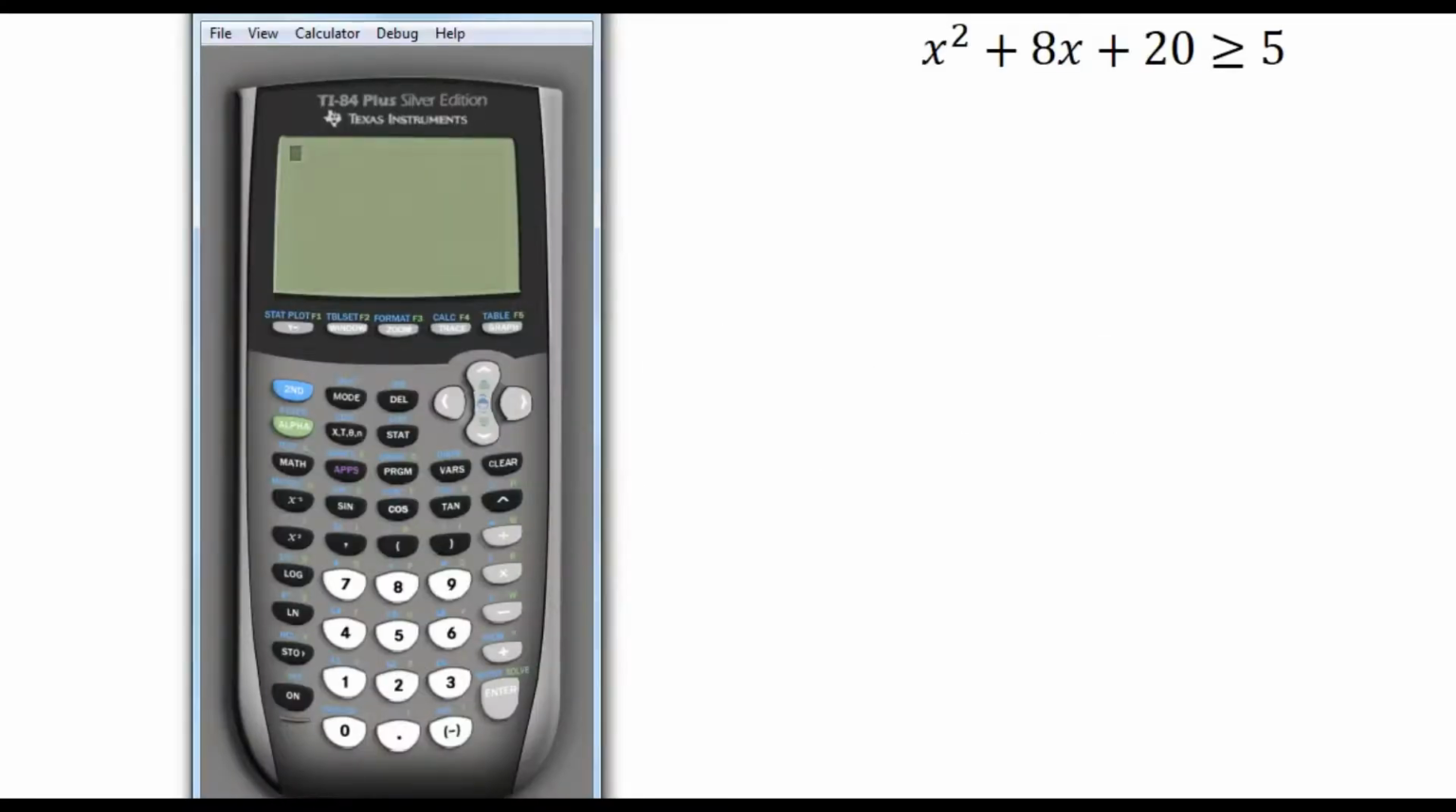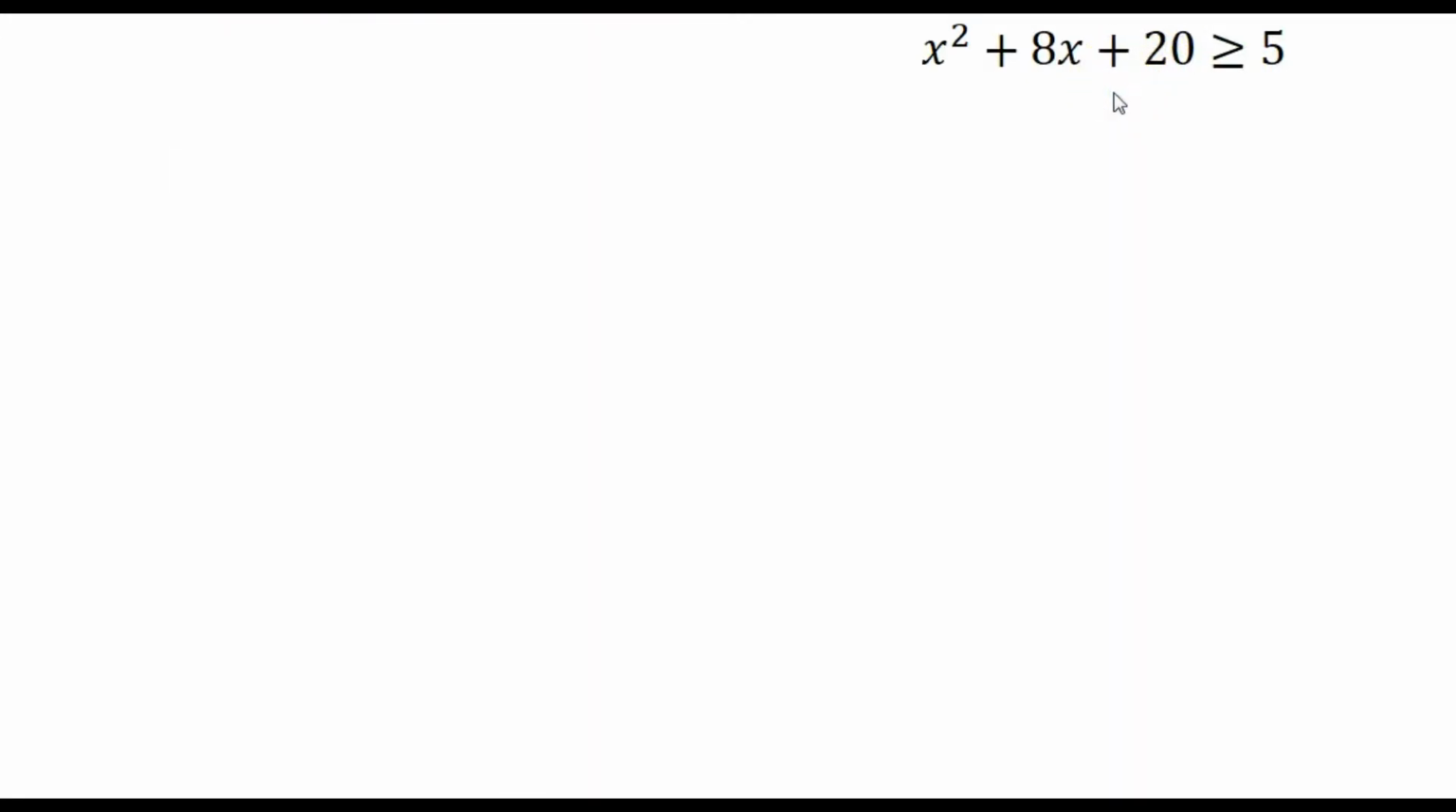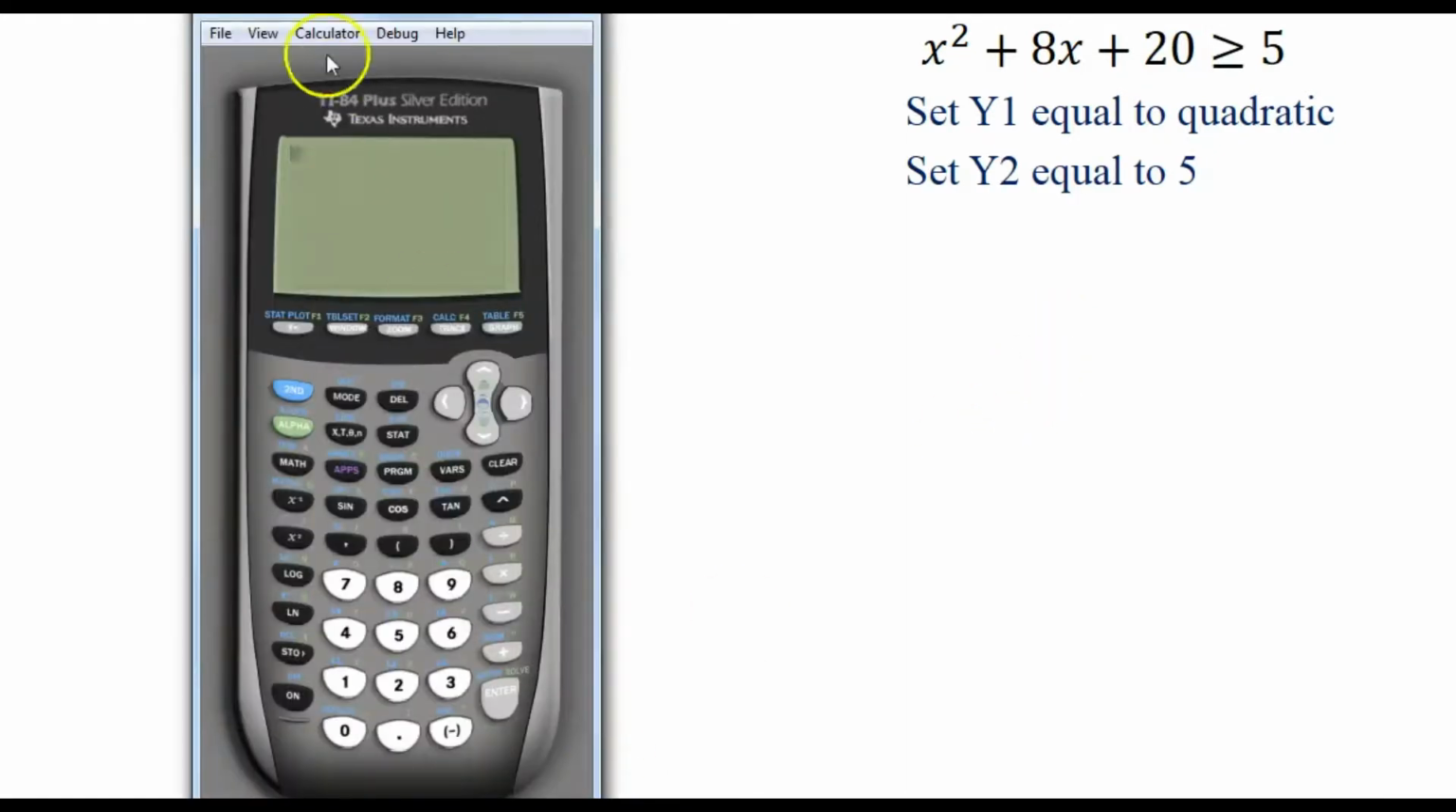All right, so we're going to be solving x squared plus 8x plus 20 is greater than or equal to 5. And we're going to do that using a graphing calculator. So I have my TI-84 over here. First thing I want to do is graph each side of this inequality, and I am going to do it as two separate equations. I want my y1 to equal my quadratic and my y2 to be equal to 5.